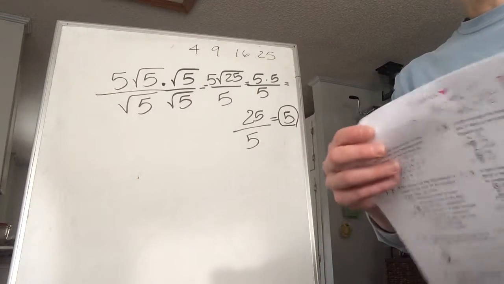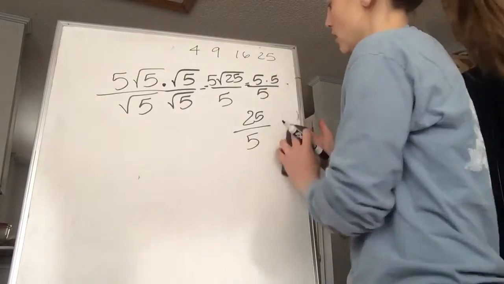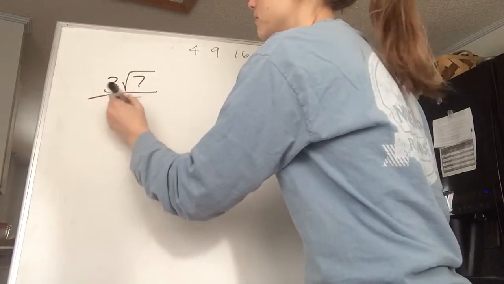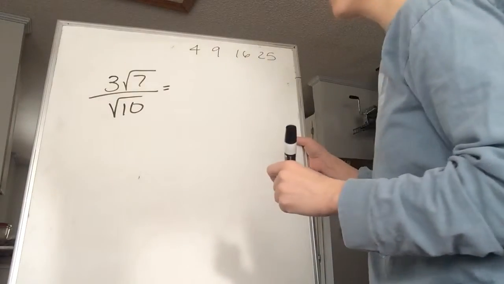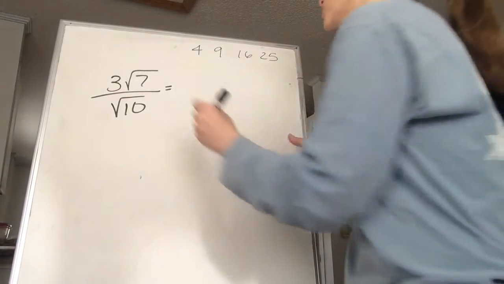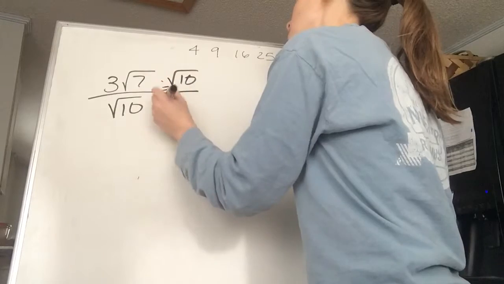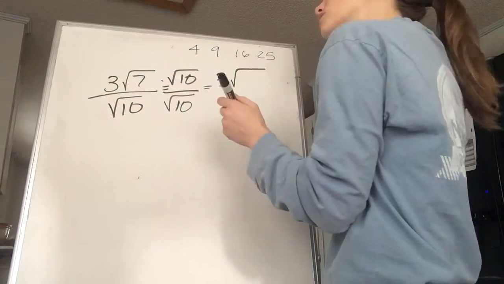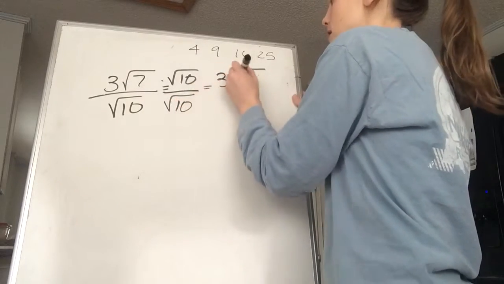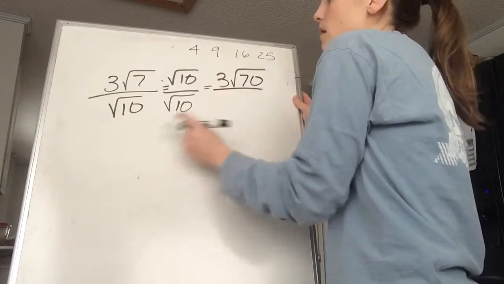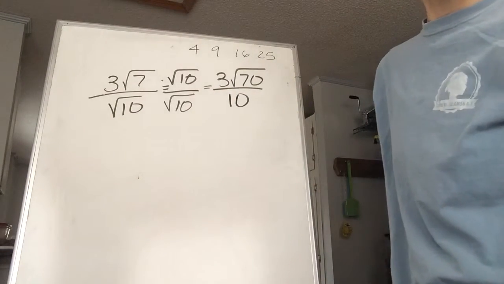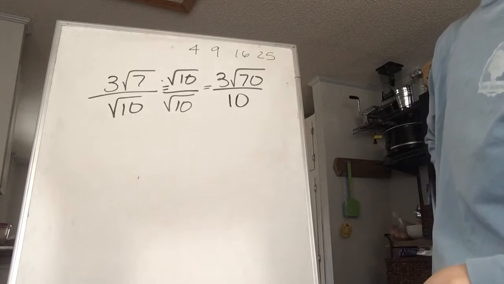Okay, number 8. Three times the square root of 7 all over the square root of 10. Okay, so now that we can't simplify automatically, let's go ahead and multiply the numerator by square root of 10, the denominator by square root of 10. So we have 3. Remember, you can only multiply radicals times radicals, so square root of 7 times square root of 10 is square root of 70. And then square root of 10 times square root of 10 is 10. So we have 3 square root of 70 all over 10.